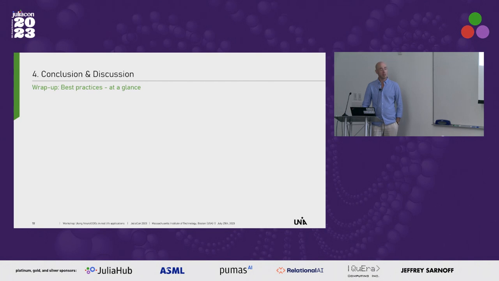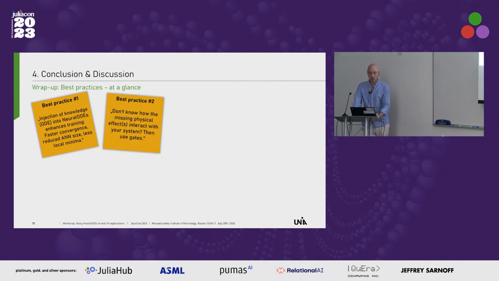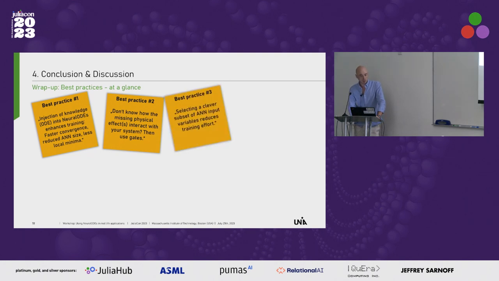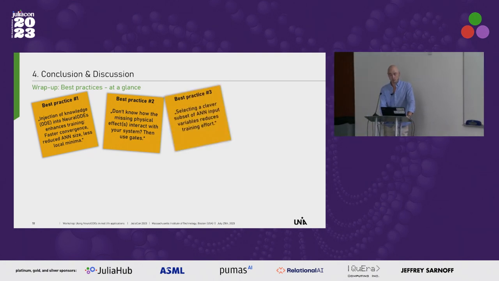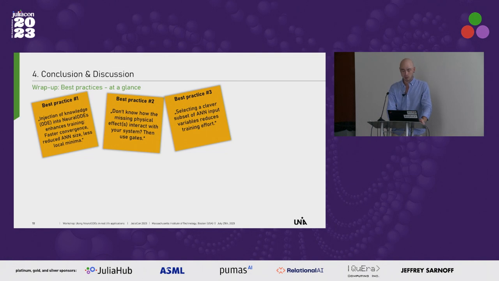Let's conclude what happened today. I sum up all my best practices at one glance. So injection of knowledge, for example, in the form of ODEs, enhances training speed, training convergence, and reduces the risk of local minima. We can use gates if we are not sure about the physical effect that is missing. It is a good idea to keep the interfaces for the FMU as minimalistic as possible because every additional signal needs additional sensitivities that need to be computed.